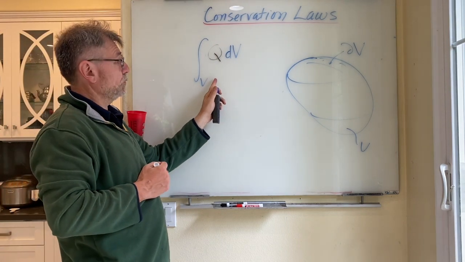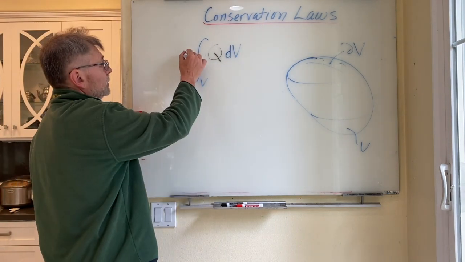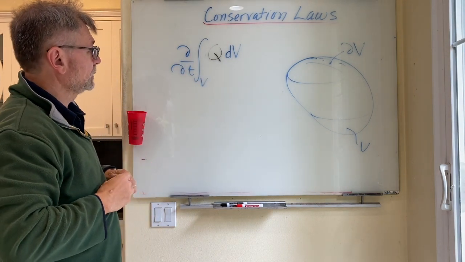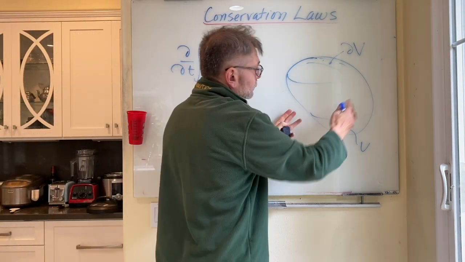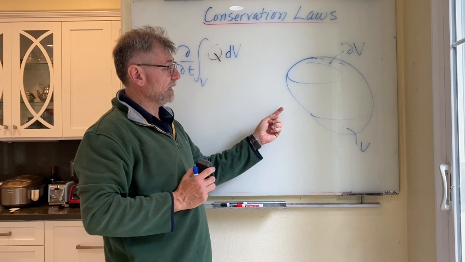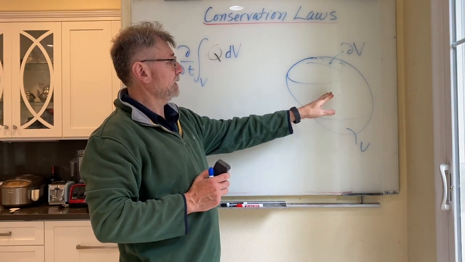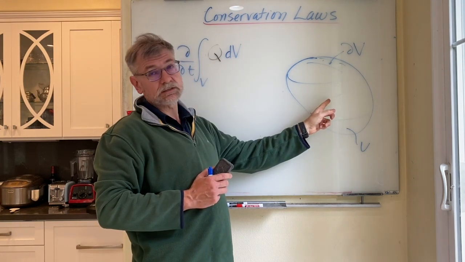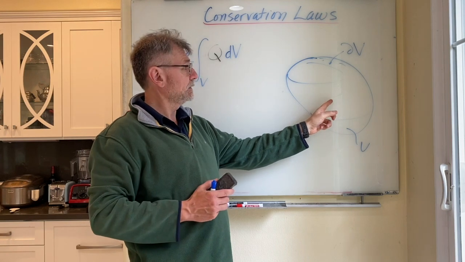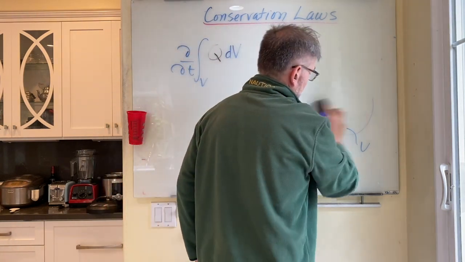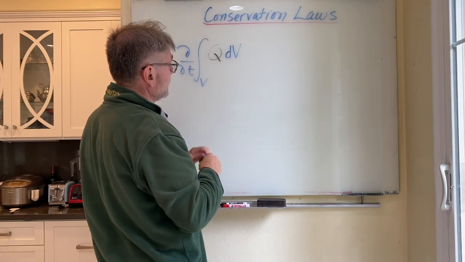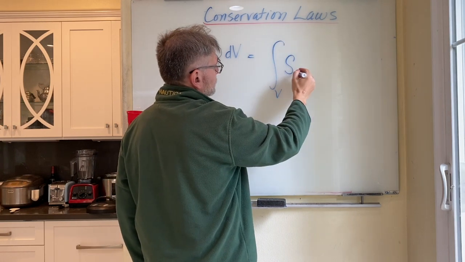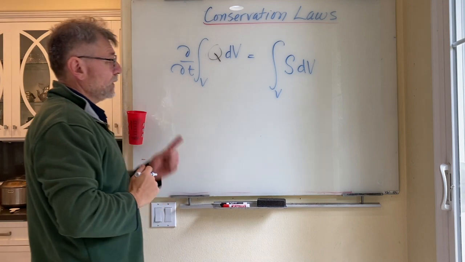Now if I want to think about the rate of change of this quantity, I can take the partial derivative with respect to t. This will tell me the rate at which the amount of Q inside the volume is changing. There are two ways in which it can change. One, there could be internal sources or sinks. For example, if Q was radiocarbon, there would be a loss of radiocarbon inside the volume because of radioactive decay. So the rate of change is going to be equal to the volume integral of any sources or sinks inside the domain. So that's one way it can change.